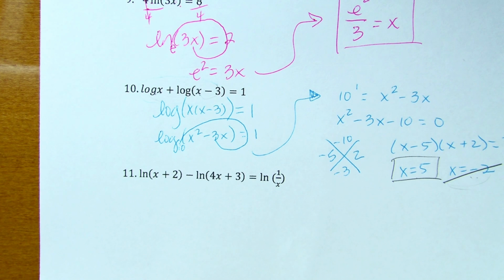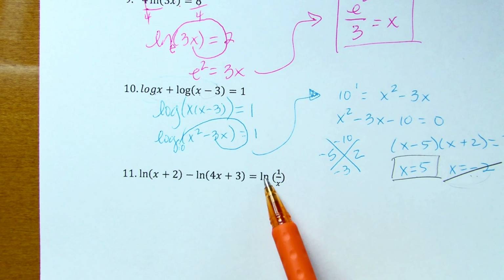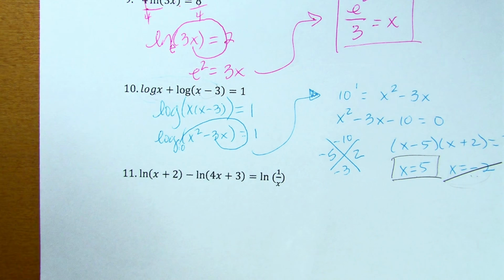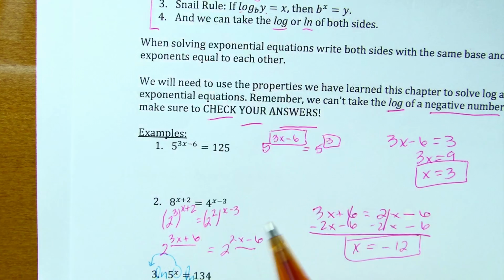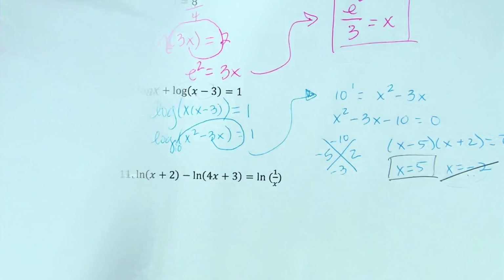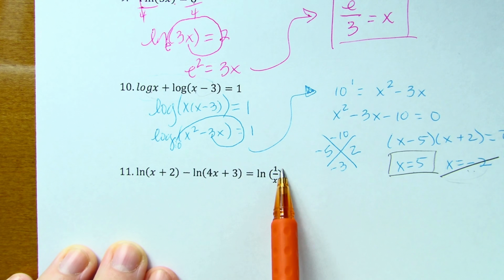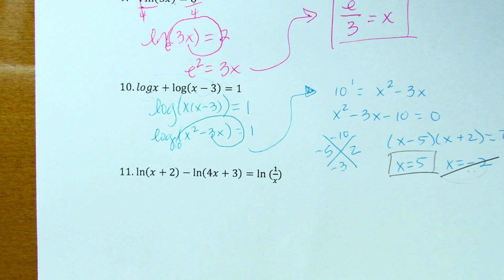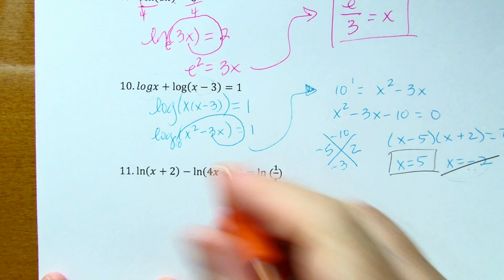And here we have the natural log of x plus 2 minus the natural log of 4x plus 3 equals a natural log. So going back to our list, now we have logs on both sides of our equation. Oh, there we go. Logs on both sides of our equation. So if I can get one log on this side and one log on this side, I can set them equal to each other. So I need to condense this side, and subtraction condenses to division.